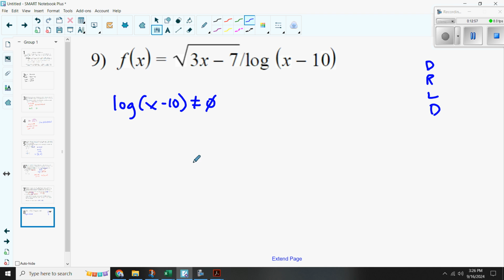Now, a logarithm is an exponent. So this is really log base 10. And if I put this in exponential form, it'll say x minus 10 cannot equal 10 to the 0th power. So x minus 10 cannot equal 1. I'll add 10 to both sides. X cannot equal 11. So 11 is out of my domain from the denominator side. All right, so this is denominator.